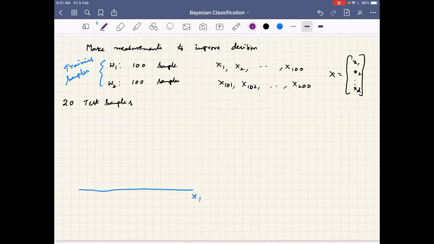Say, assume that I have measured only one feature X. Okay, X1 is the feature I have measured. And for that feature, I want to get an assimilated information of class 1 samples: how this feature is distributed in class 1 samples. Similarly, I want to know how this feature is distributed in class 2 samples.